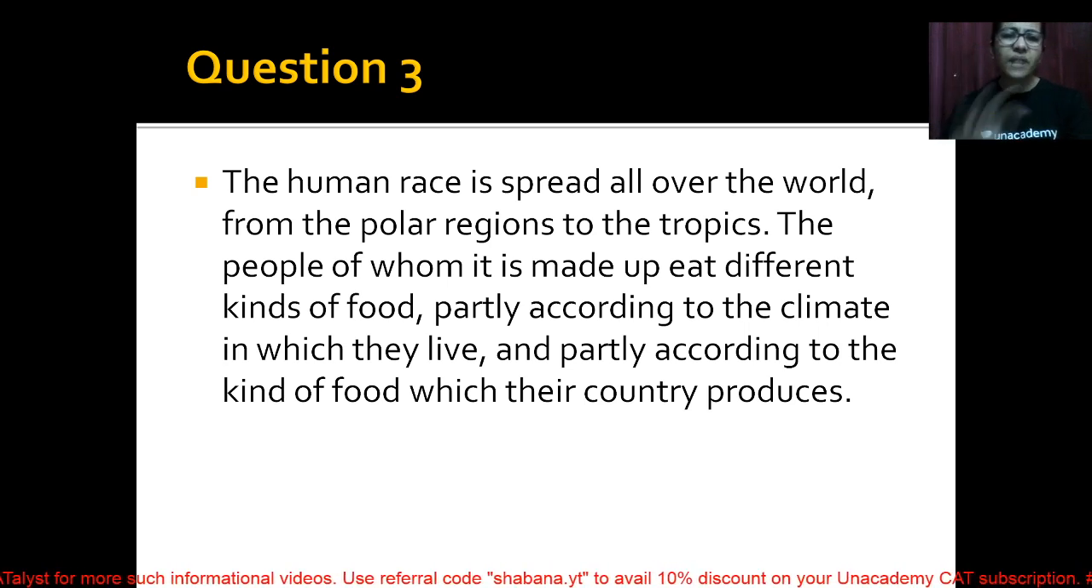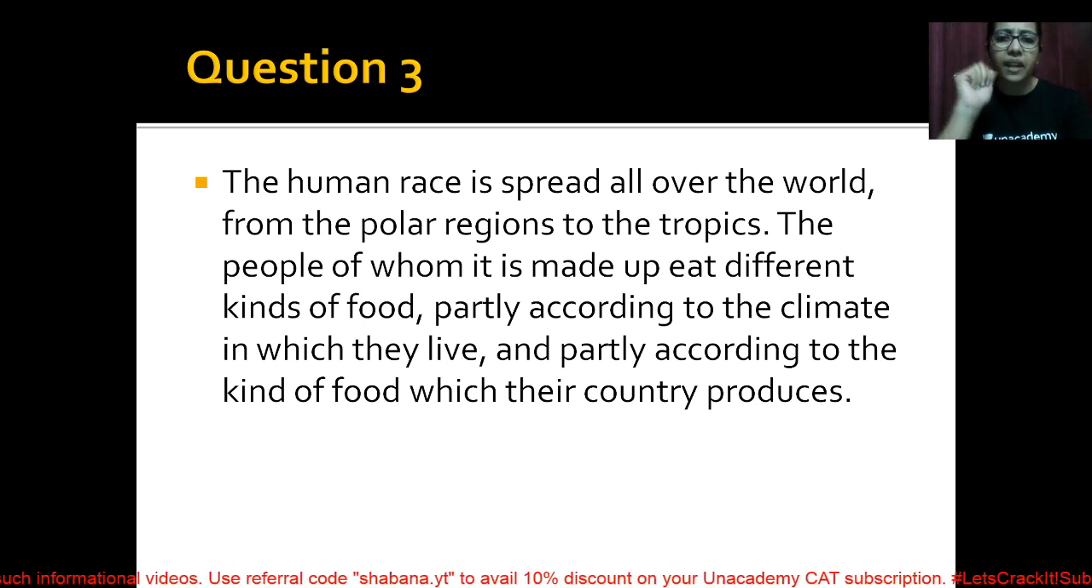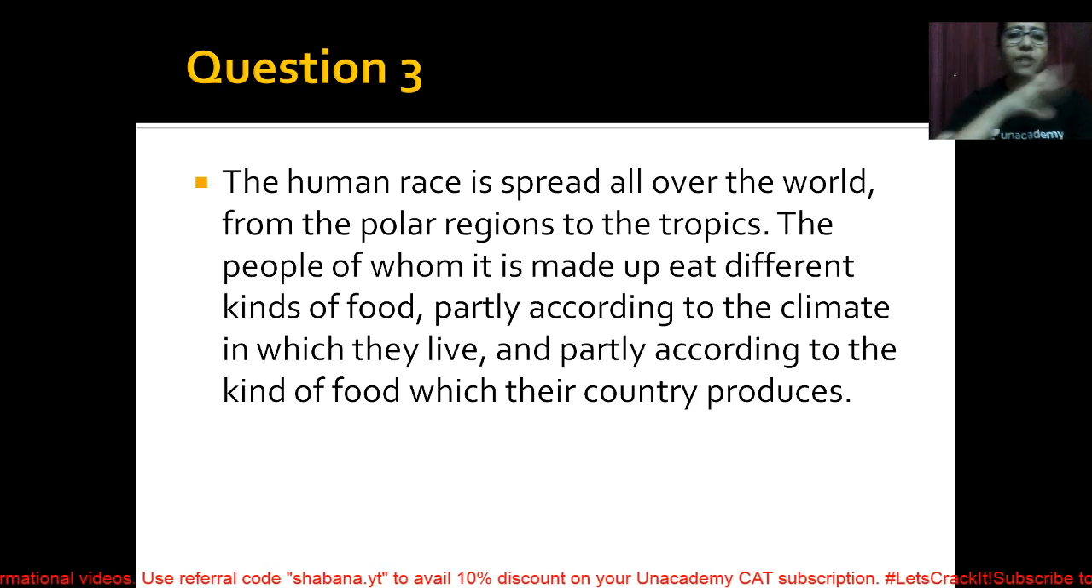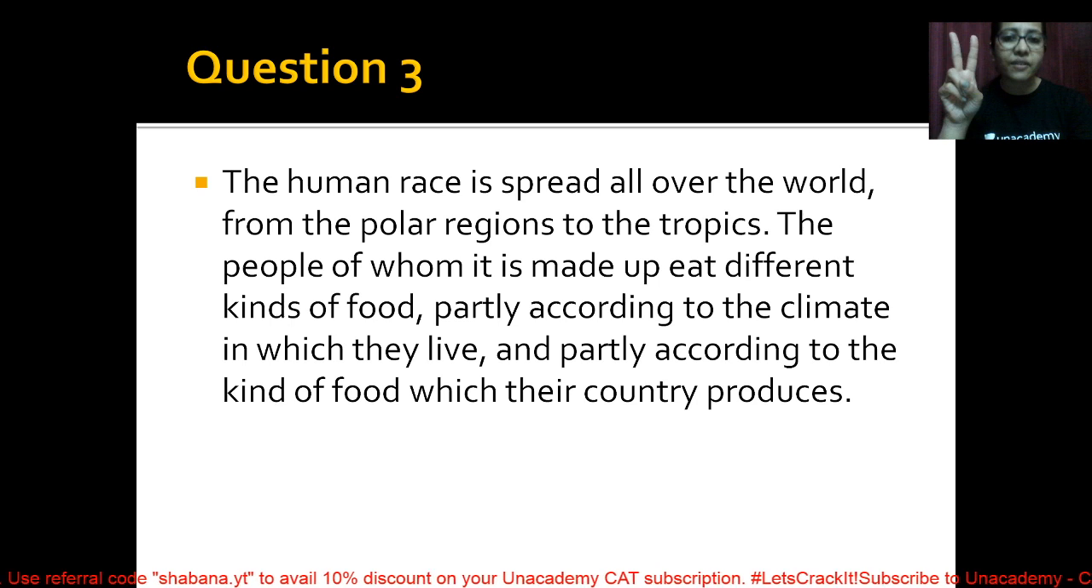Question number three. Human race all over, spread all over the world. Eating habits, food habits, words mere saath pick kariye. The people of whom it is made up eat different kinds of food. Do wajah se hai wo food. Harish, do wajah se wo food habits different hai.